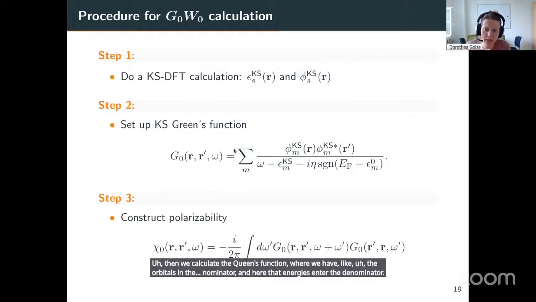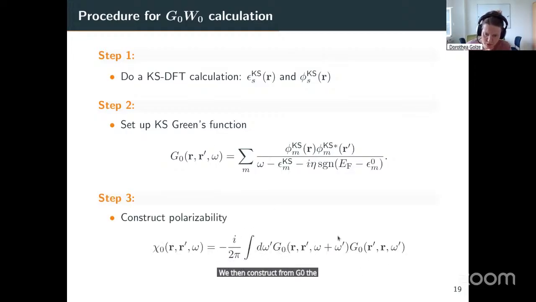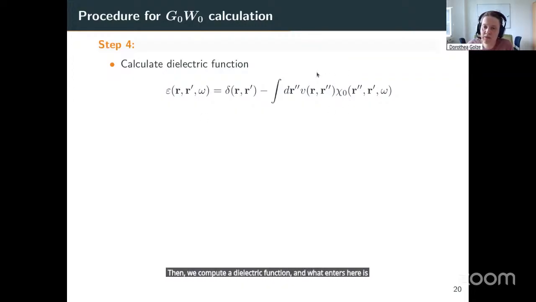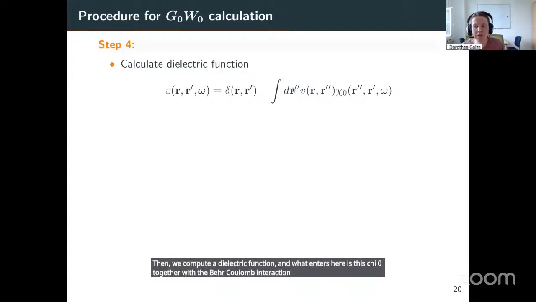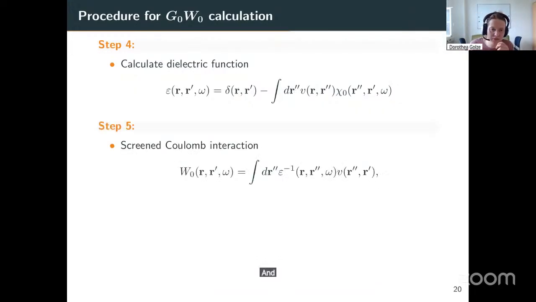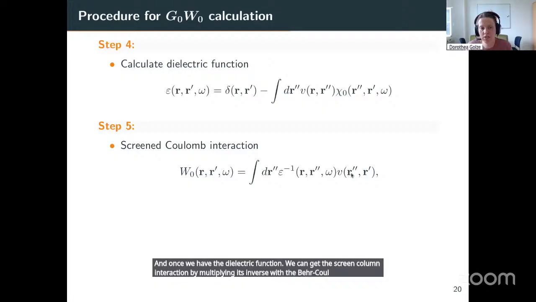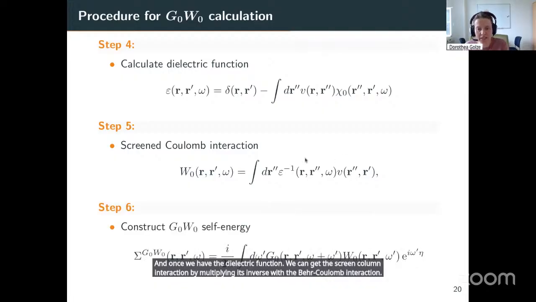We then construct from G0 the polarizability as a product of basically two G0s. Then we compute a dielectric function, and what enters here is this chi0 together with the bare Coulomb interaction. The bare Coulomb interaction is 1 over |r minus r prime|. And once we have the dielectric function, we can get the screened Coulomb interaction by multiplying its inverse with the bare Coulomb interaction and then taking the integral.